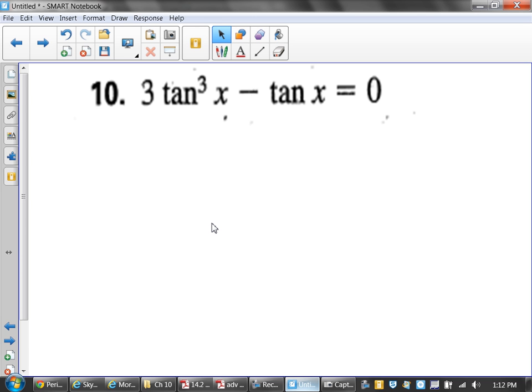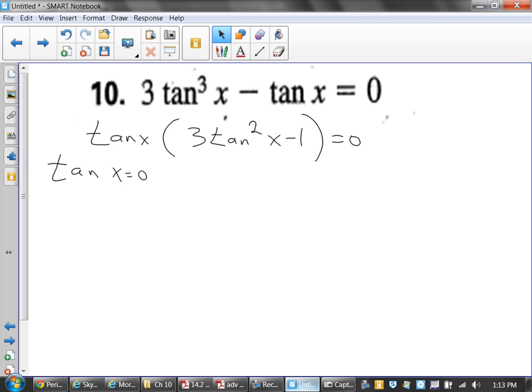What do these guys have in common? Tangent. Palm. If I drop the tangent, we have 3 tangent squared x minus 1, 0. So where is tangent equal to 0? And tangent squared is 1 over 3. So tangent of x is equal to plus or minus 1 over root 3.